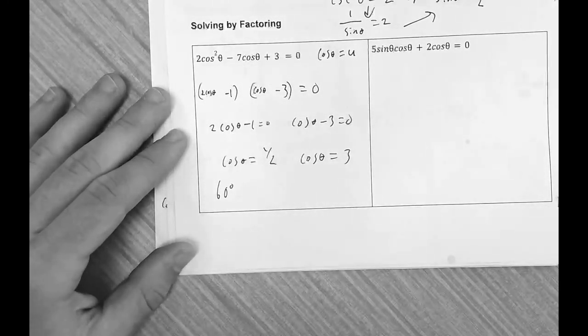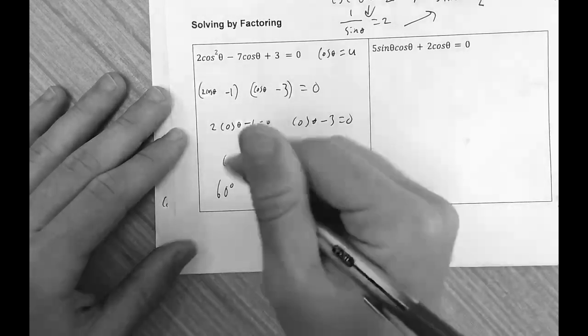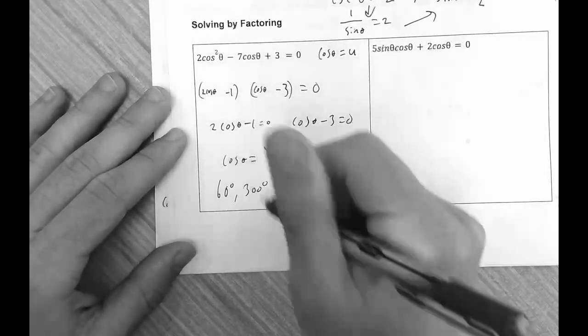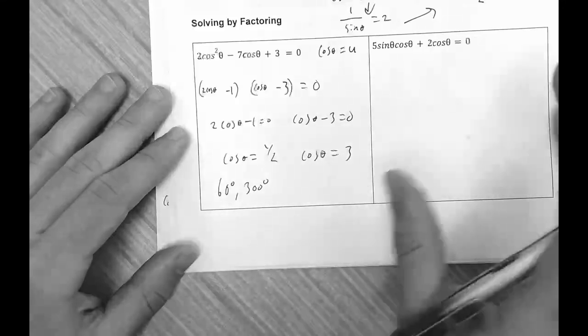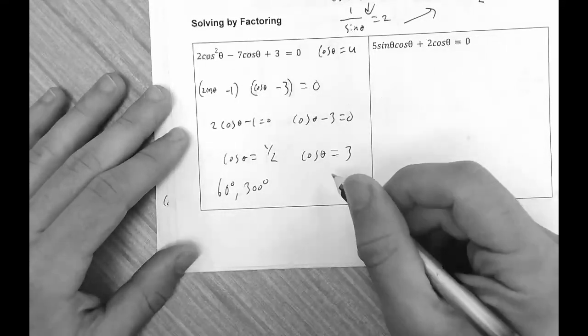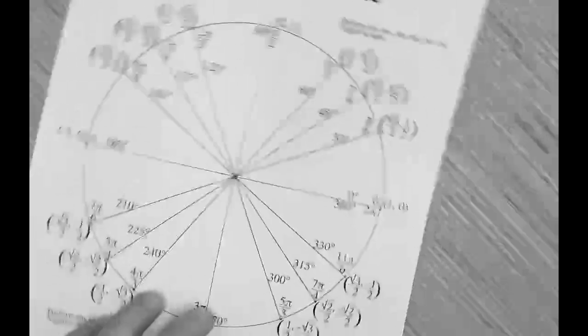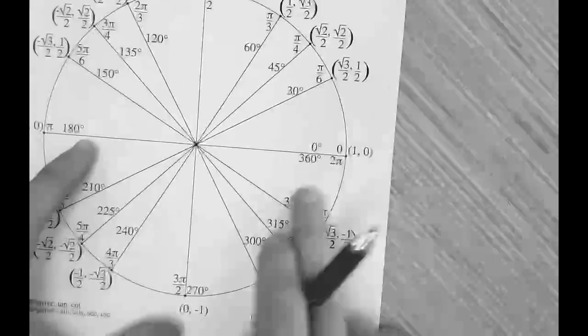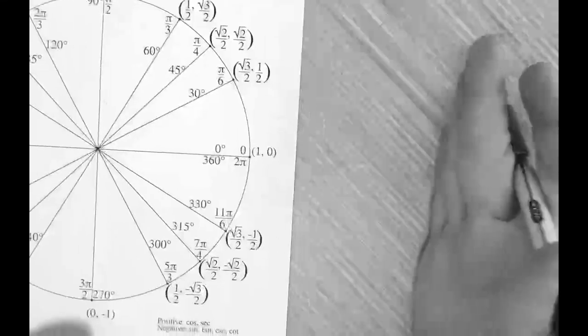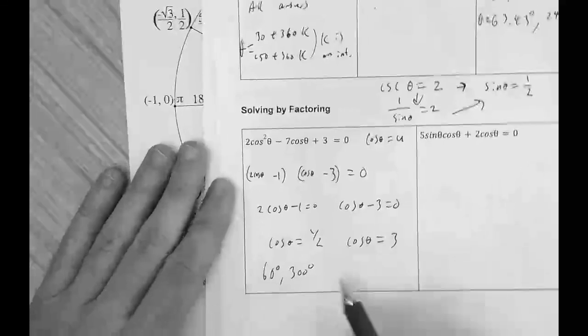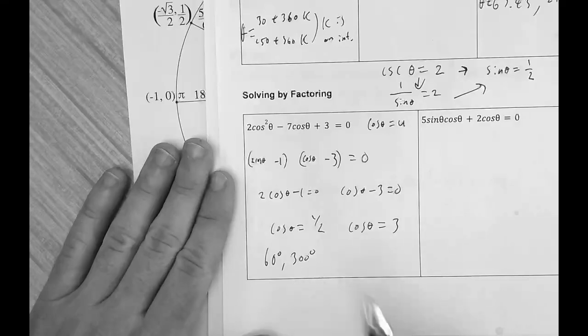And it happens at 300 degrees, right? I'm assuming the range restriction of 0 to 360, and then cosine theta equals 3. Well, when does that happen? Well, never, right? Because this is 1 right here, so 3 is all the way out here. That's nothing there. So the only two solutions would be 60 and 300. Okay, let's try another one.